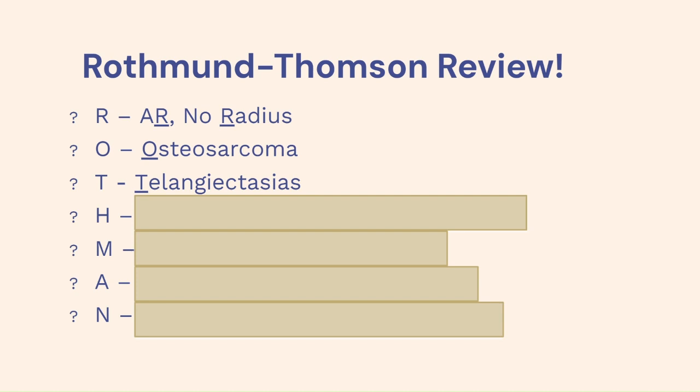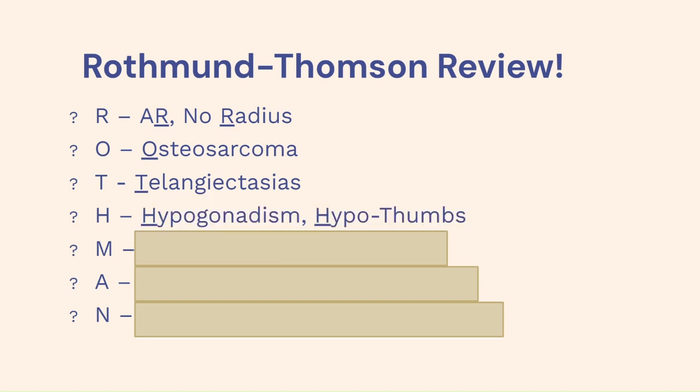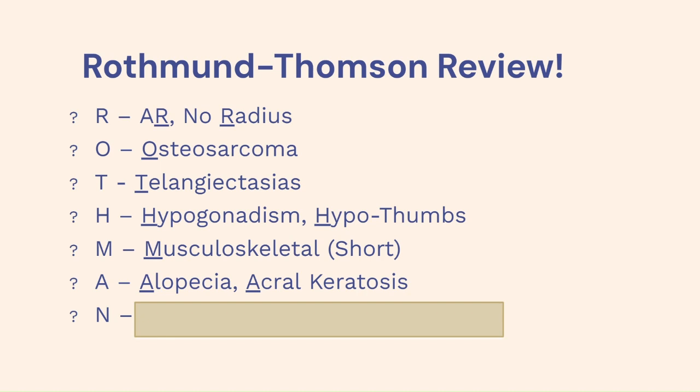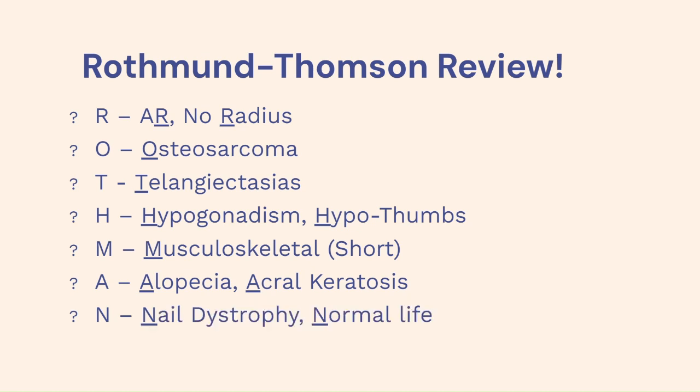What's the T? The telangiectasias. What's the H? Hypogonadism, hypoplastic thumbs. What's the M? Musculoskeletal, for being short. What's the A? Alopecia and acrokeratoses, so the squamous cell precursor that they can develop into. What's the D? Nail dystrophy, with a normal life span.